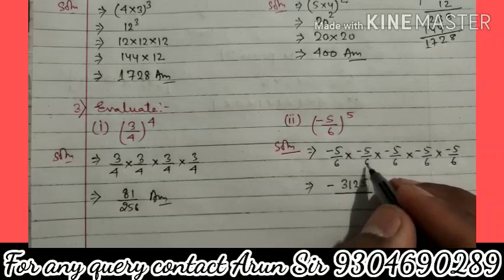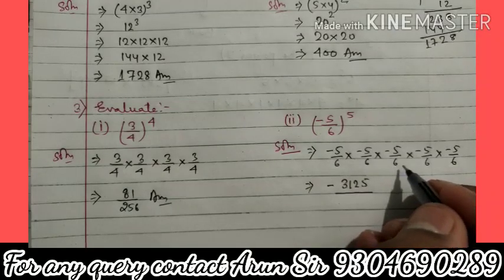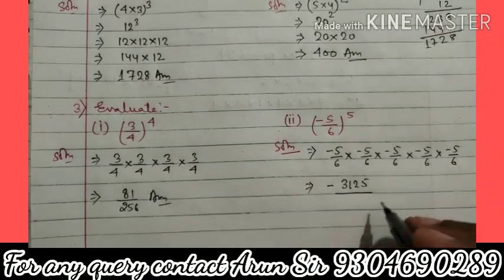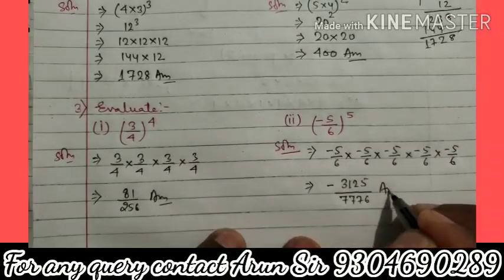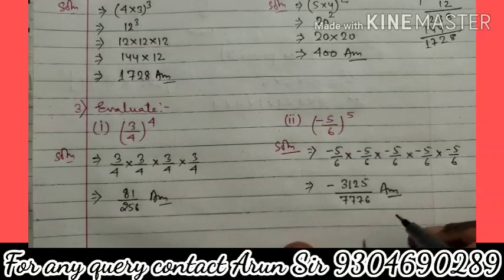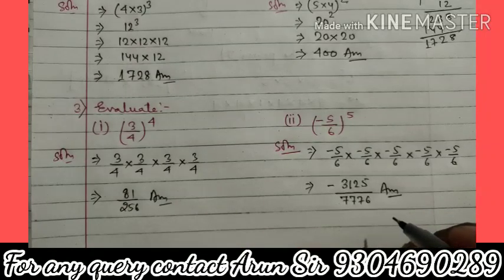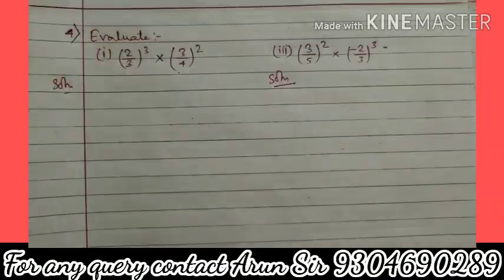6 6s are 36, 36 6s are 216, into 6 it will give you 7776. This will be your answer. Hope that these questions are clear. Next we will see question number 4.